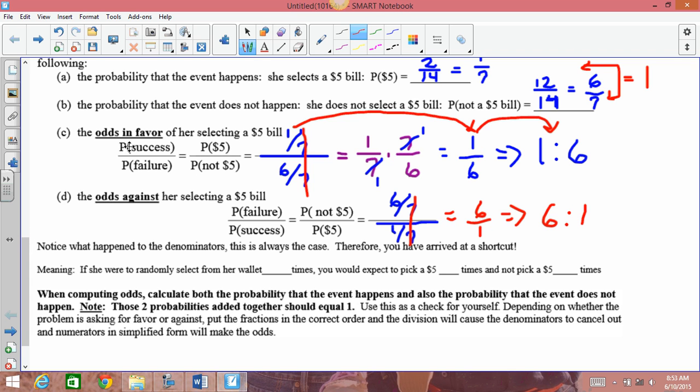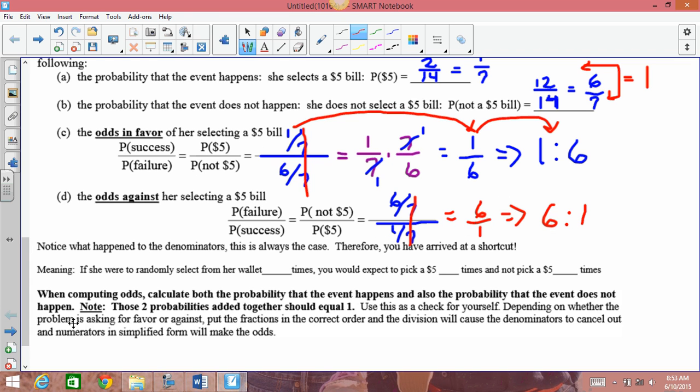Oh, I know. In part C, whenever we had found the odds in favor of it being 1/6, I showed my work in part D as far as odds against, putting the not on top and the success on the bottom. But if you're ever looking at the same event and you've already found the odds in favor, and then you want to follow that up with the odds against, it is always going to be the reverse. So you technically don't even have to show that work either.